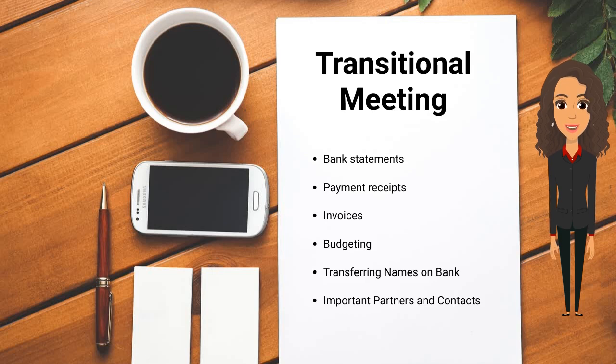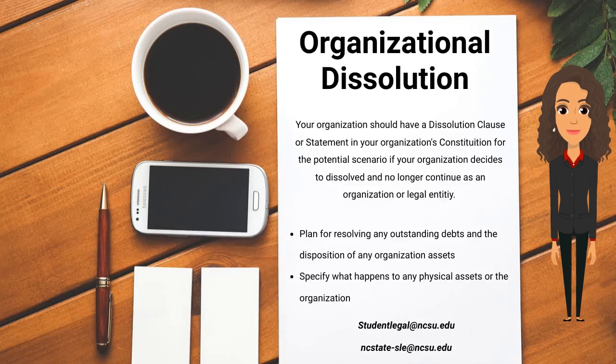Additionally, they can discuss the budgeting process, payment processing, and other financial tasks that the treasurer will be responsible for. Important documents that should be reviewed during the transition include bank statements, payment receipts, invoices, and budgeting. It's also important to create a plan to transfer the names on your bank account. Additionally, you should include important partners and contacts.